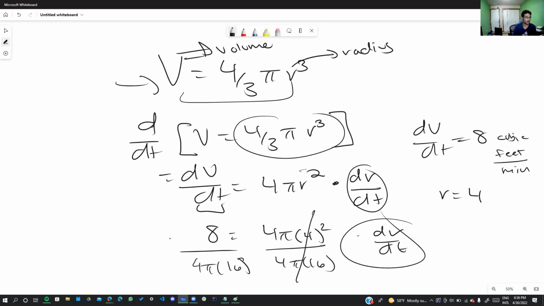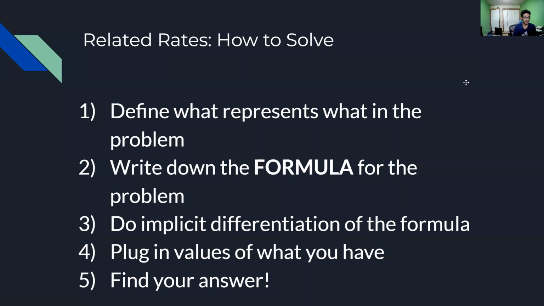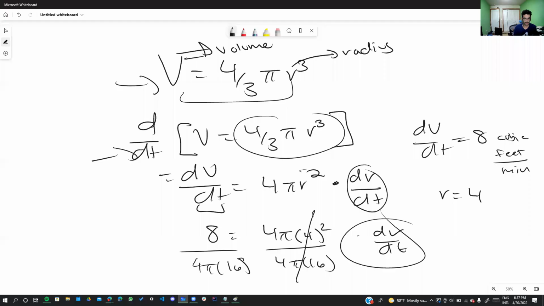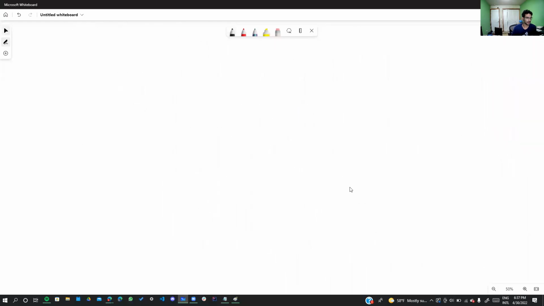So always start with the formula, do implicit differentiation, plug in what you know, and you'll get the answer. That is how you do related rates. And sometimes the hardest part with related rates is actually coming up with the formula. Actually, let me bring up my thing back again. A lot of the time with related rates, you have a ladder or something.